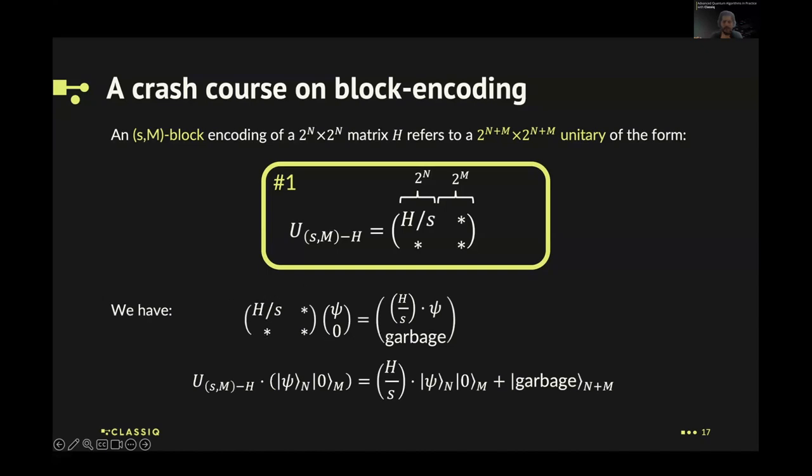And the idea is that if I apply this unitary on some psi zero, then on this part of the vector, I have H psi. If you write it with a bracket, what you will find is that if you apply it on psi, where psi is of size n, and these quantum variables of size m, then the zero part will be coupled to H times psi with some garbage.